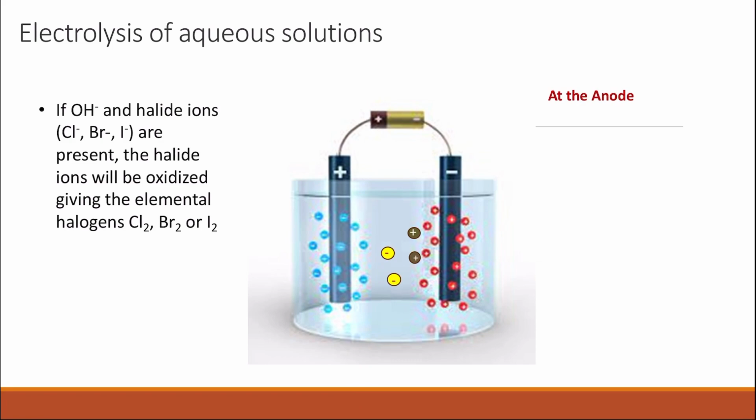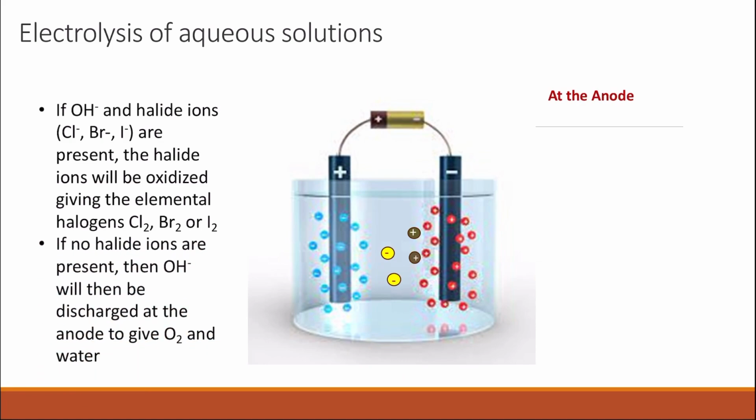If we have any anion other than the halide, like sulfate, nitrate, any other anion, when they compete with the hydroxide, the hydroxide is actually the one that is going to be oxidized at the anode. And as the hydroxide is oxidized, it will give oxygen and water. So if you have anything else other than halides, then oxygen and water will be produced at the anode.